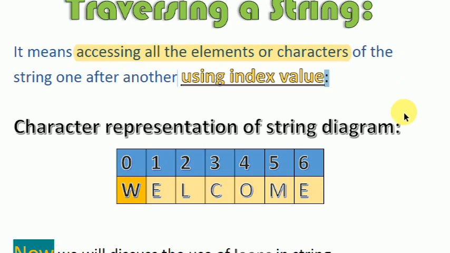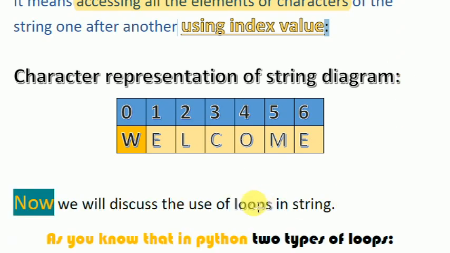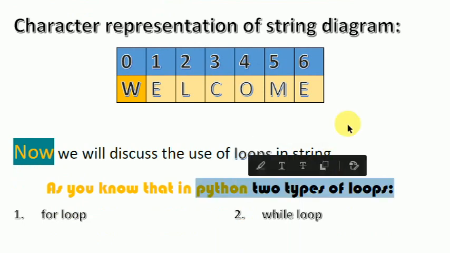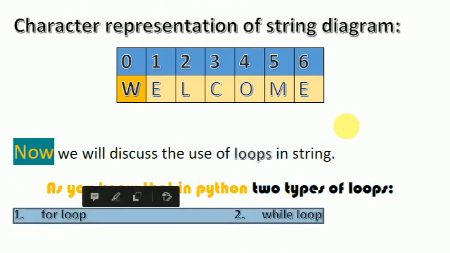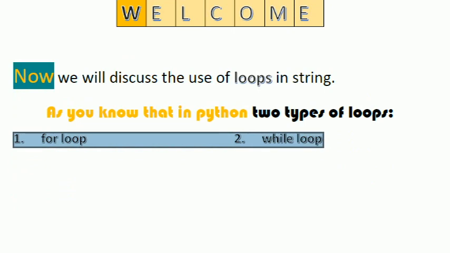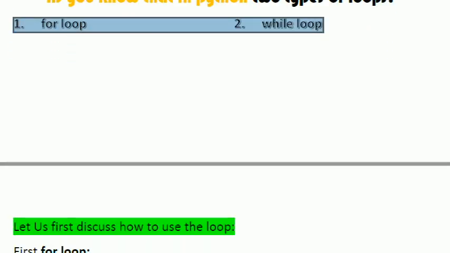Here we are going to use loops, and you already know there are two types of loops: for loop and while loop. Let us first discuss the use of the loops. So let us start with the first one, that is the for loop.